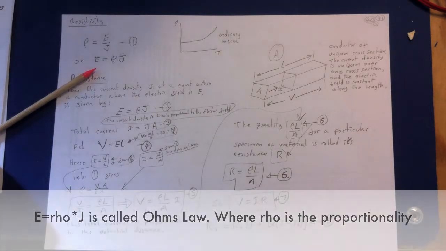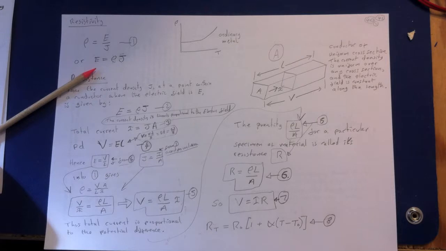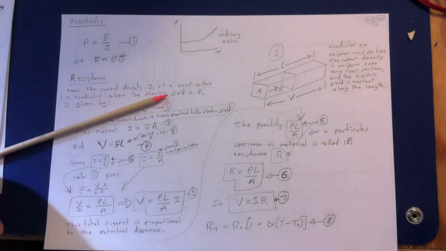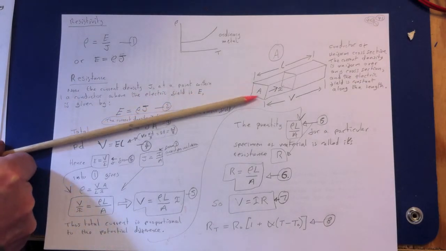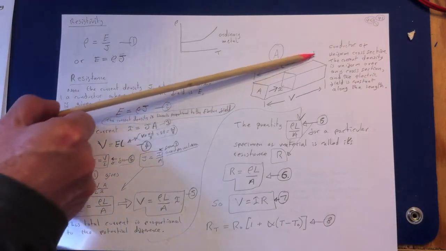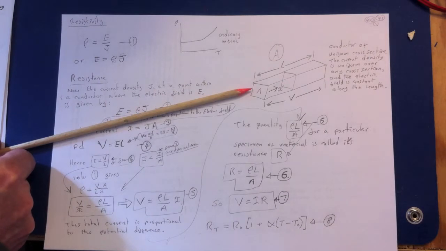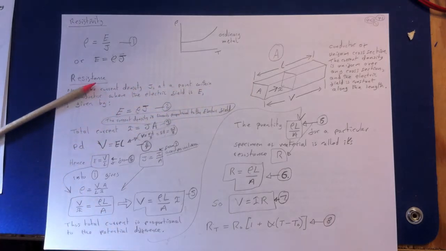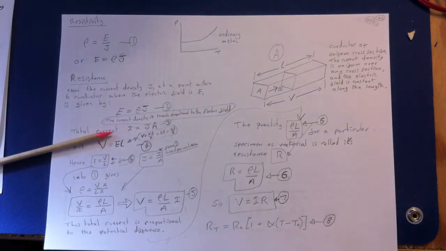To do this, consider a conductor with uniform cross-sectional area A and length L as shown. So here we have a conductor with cross-section A and length L. Assuming a constant current density over a cross-section and a uniform electric field along the length of the conductor, the total current I is given by I equals J times A. So the total current here is I equals J times A, marked as equation 3.